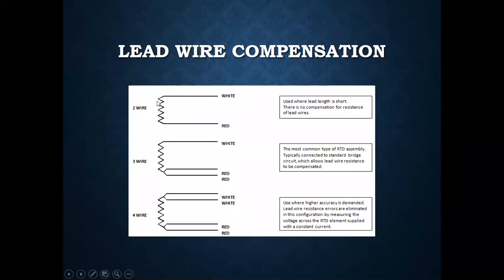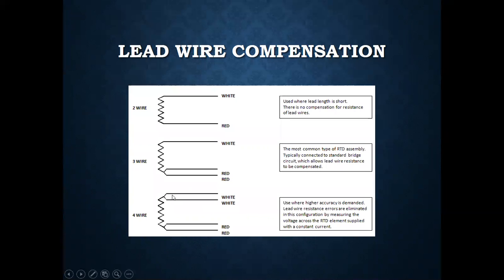You see, this is a 2-wire RTD, with only 2 wires. If the lead length is very short, we can use a 2-wire RTD. There is no need for any compensation because the distance between the RTD and the readout device is very small. Then the lead wire resistance will not create problems, so we can go for a 2-wire RTD. Then this is the 3-wire RTD. This one wire is for compensation. The most common type of RTD assembly is 3-wire.